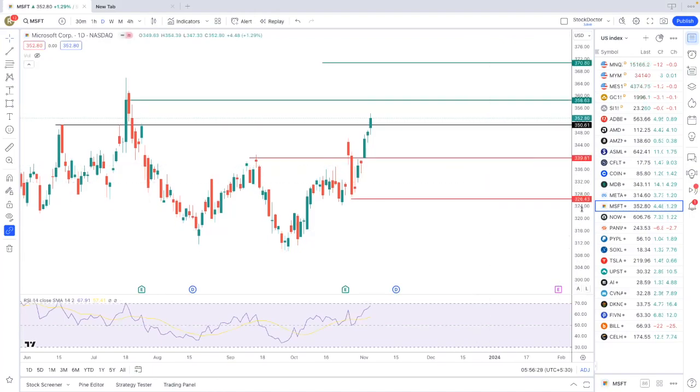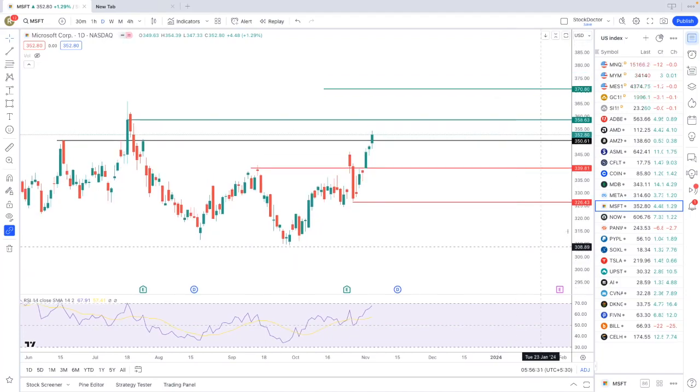So Microsoft is giving a good breakout. Microsoft has a probability to go towards the first target of 358 and then 370. Microsoft has a support at 350. If it starts trading below 350, then it can go towards 340 and 325.